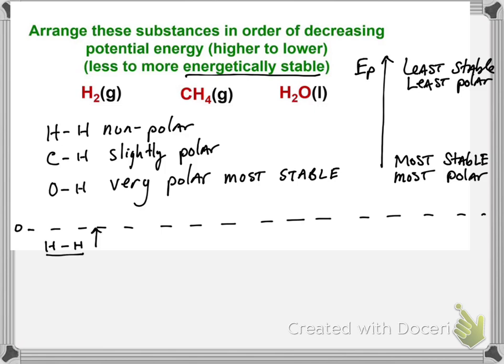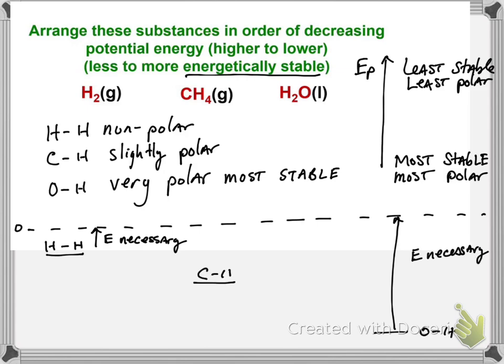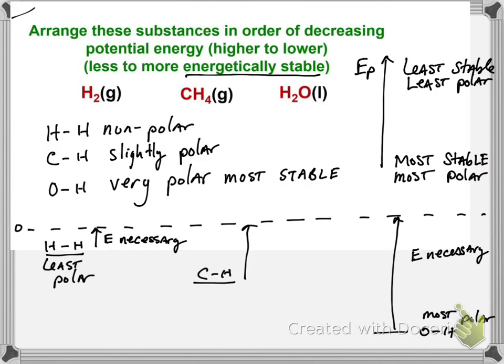The HH bond is here, it's nonpolar, and since it's closest to zero, it has the highest potential energy, and it requires the least amount of energy to separate the HH. The most stable would be lower potential energy, right? And it requires more energy to separate the OH bond, and then CH is somewhere in the middle. So the least polar bond, most polar bond, and this is how we would rank them graphically. Right, so our current model is based on polarity, and we would rank these substances this way.